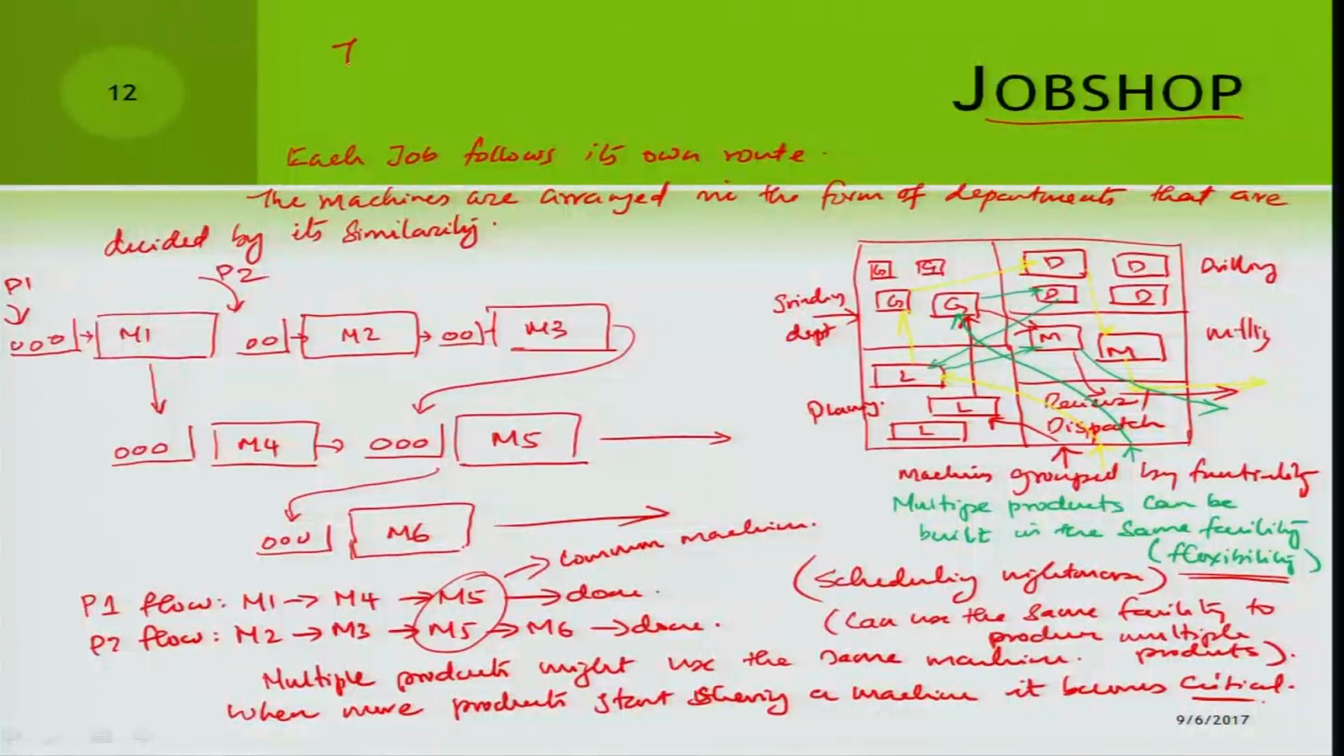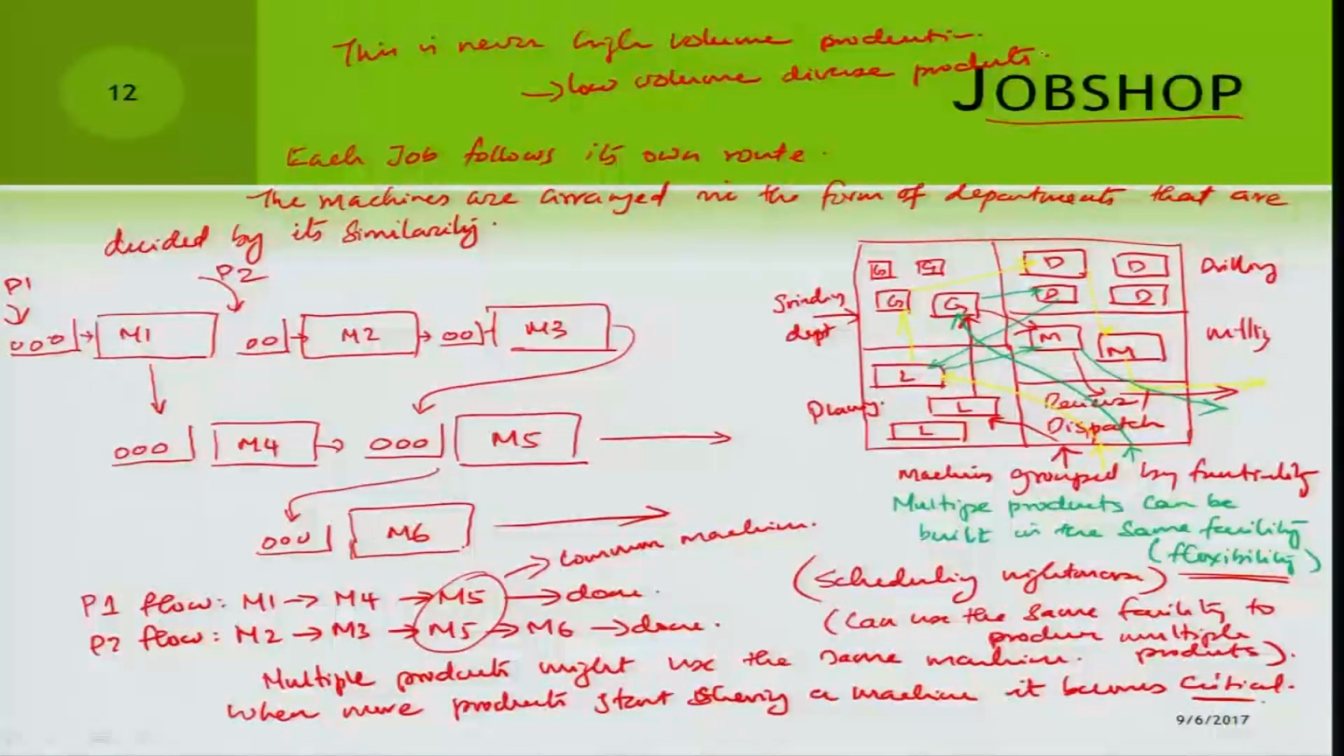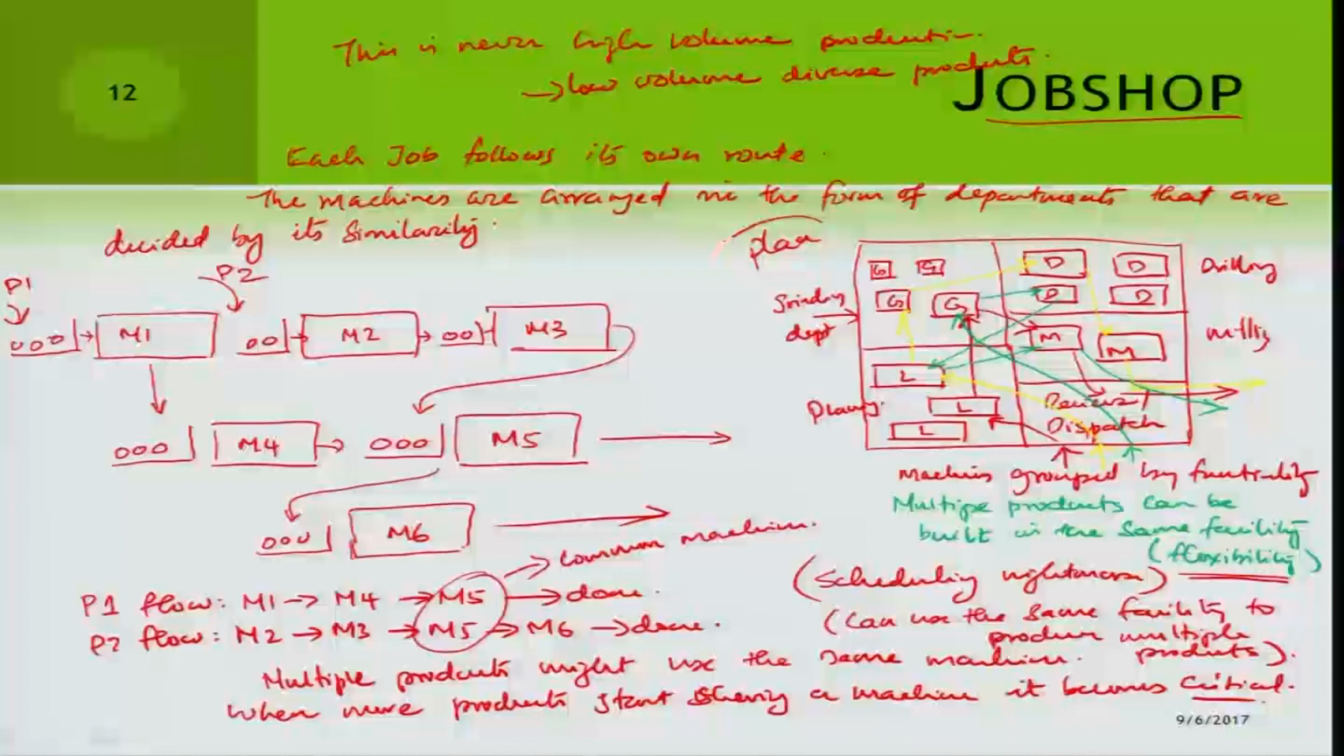Hence this is never high volume production. These are low volume, diverse products. The job shop is also a common system. Almost all the machining shops that you can think about are typically job shops. This is like the plan view we talk about, and this is kind of the flow view. And if a machine breaks down, then all hell breaks loose in the system. I hope you understand what I'm talking about.